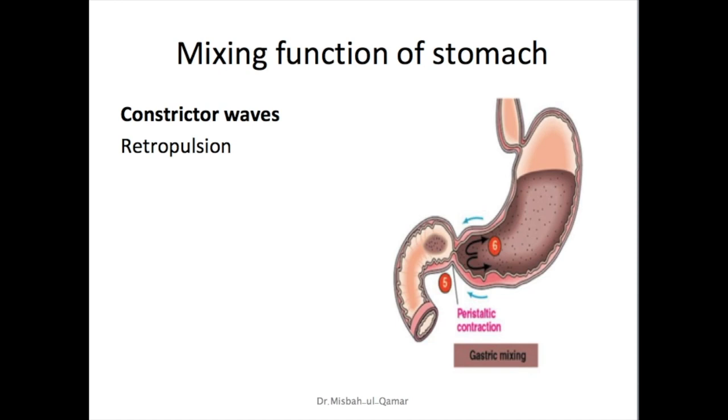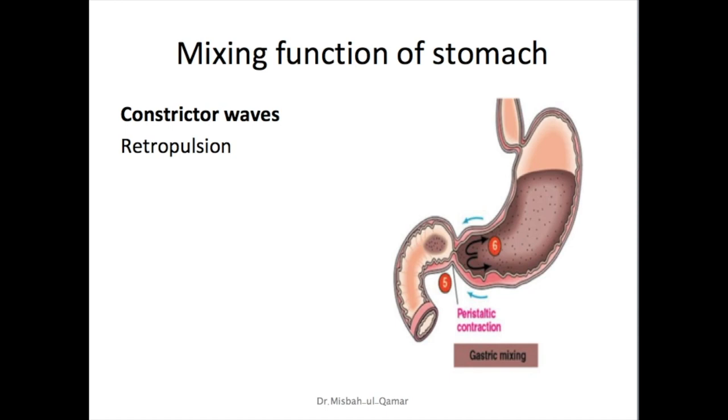So how are the constrictor waves initiated? Actually by the basic electrical rhythm of the gut wall. This rhythm consists of spontaneous slow waves in the stomach. These waves progress from the body to the antrum of the stomach. While moving toward the antrum, they become so powerful that they start peristaltic waves like constrictor rings.